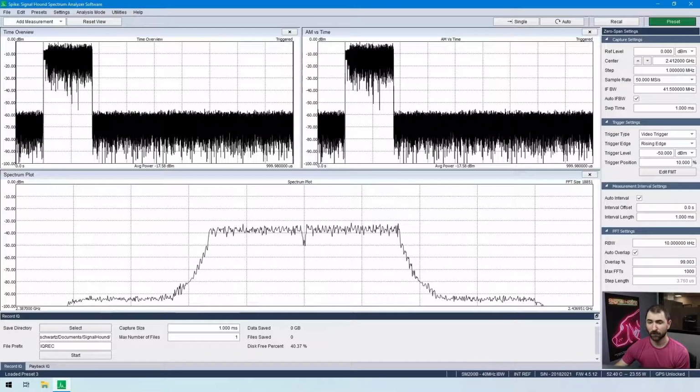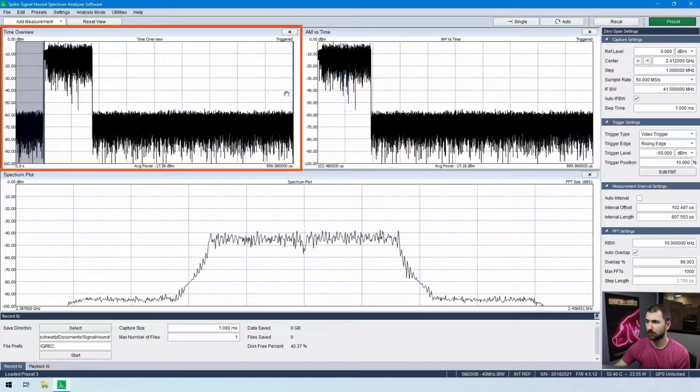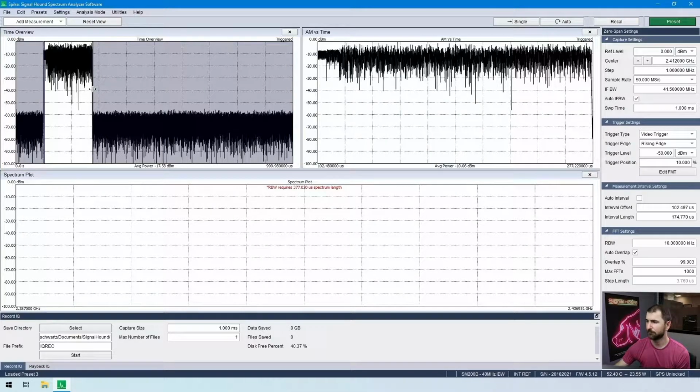Using the time overview plot, we can narrow in on the waveform so that only the on period of this transmission is shown in the AM versus time plot. The AM versus time plot calculates the average power over the measurement interval. This gives us the channel power of the pulsed waveform.